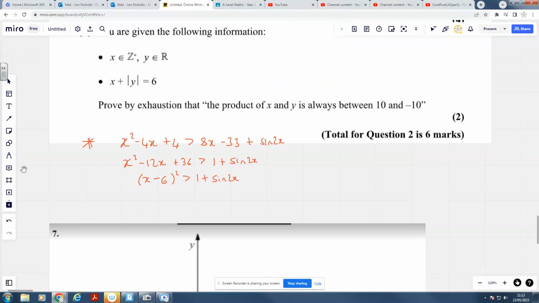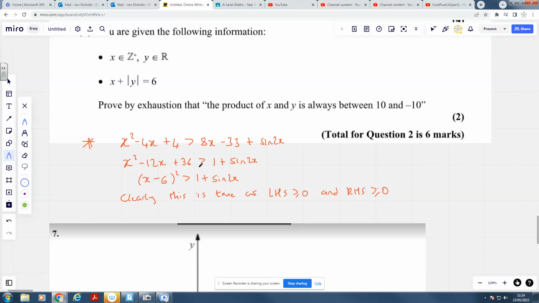So what I can say now, clearly, this is true as the left-hand side is greater than or equal to 0, and the right-hand side, well, sine 2x is trapped between 1 and minus 1, isn't it? The right-hand side is also going to be greater than or equal to 0.